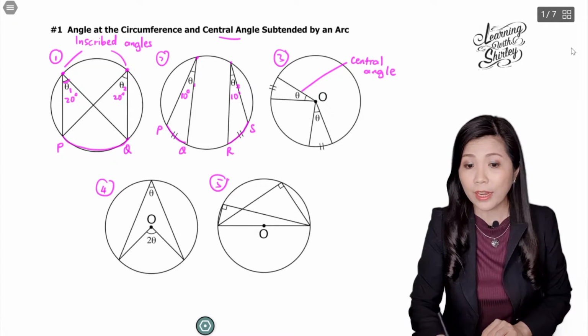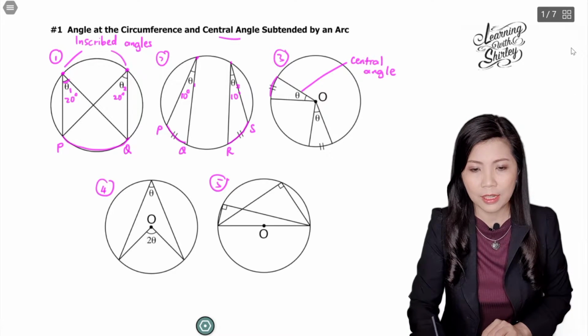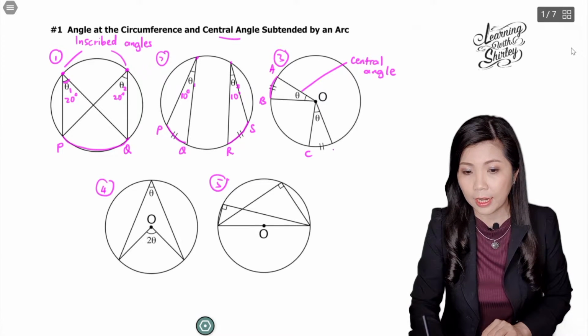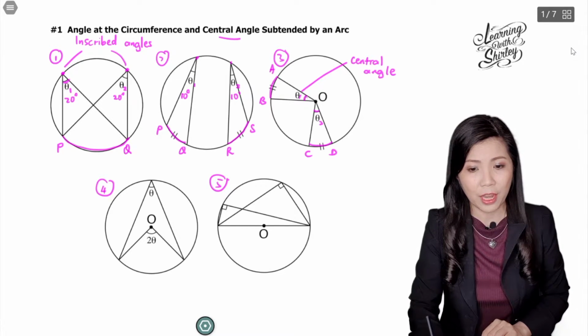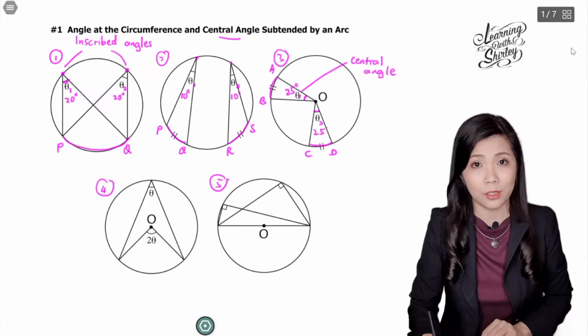Let's look at number 3, central angle. If the central angles are subtended by the same length of arc, let's say arc AB is equal to arc CD, therefore the central angles theta 1 and theta 2 will be the same. Let's say if this is 25 degrees, here will be 25 degrees as well.